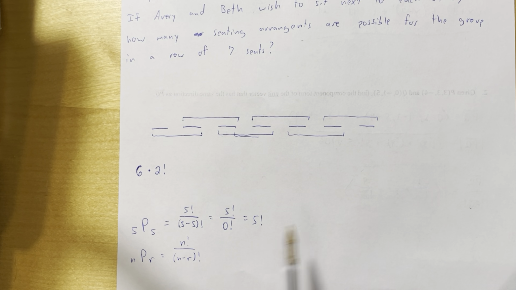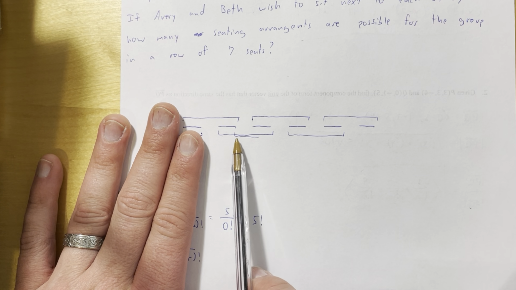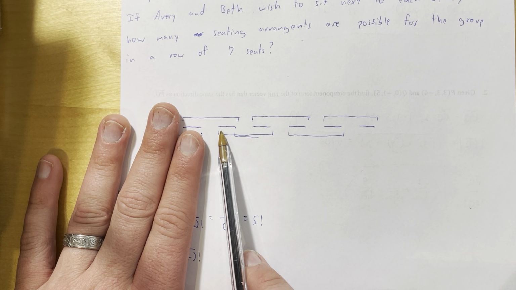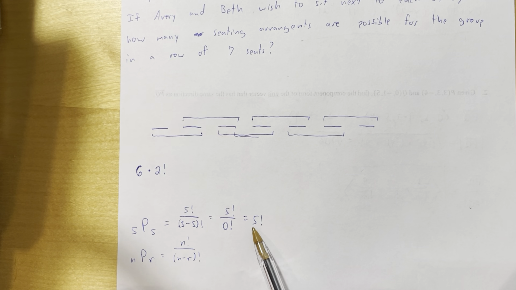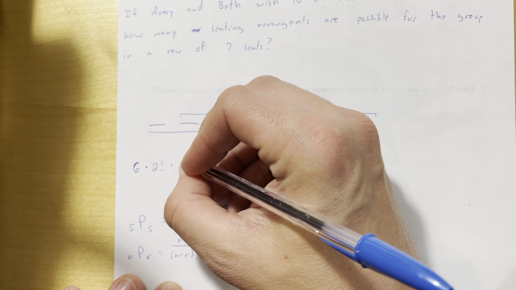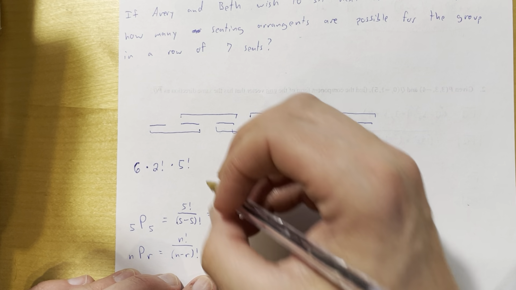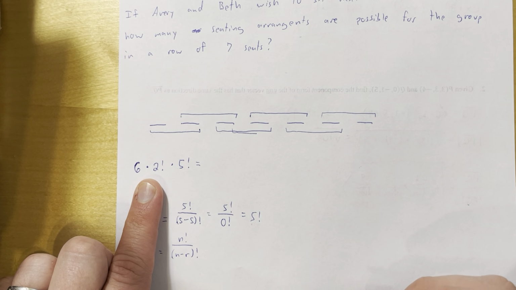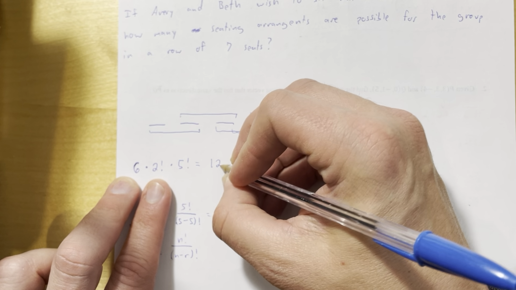But that should not be surprising because, again, we have 5 seats and 5 friends. So we're looking at the total number of ways to arrange 5 friends in a row, which we already knew was 5 factorial before we even talked about permutations. So this becomes times 5 factorial. Okay, now what is this? 2 factorial is just 2 times 1, which is obviously 2, and 6 times 2 is 12. So that's equal to 12.